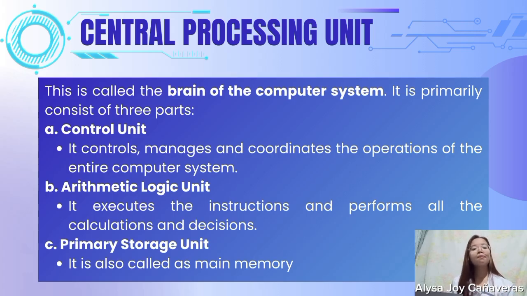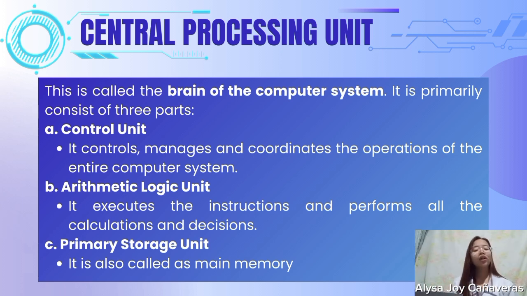So a CPU can be compared with the human brain because the human brain directs the body's actions. Why does the human brain direct the body's actions? Because every nerve is connected within the brain. That is why our actions depend on how our brain receives the message, or how our brain receives the reflexes. And the central processing unit consists of three parts: the control unit, the arithmetic logic unit, and the primary storage unit. So first, we'll be discussing the control unit.